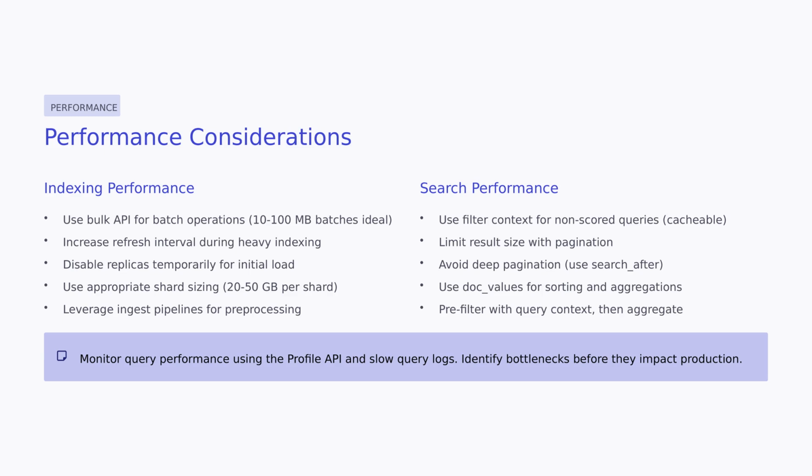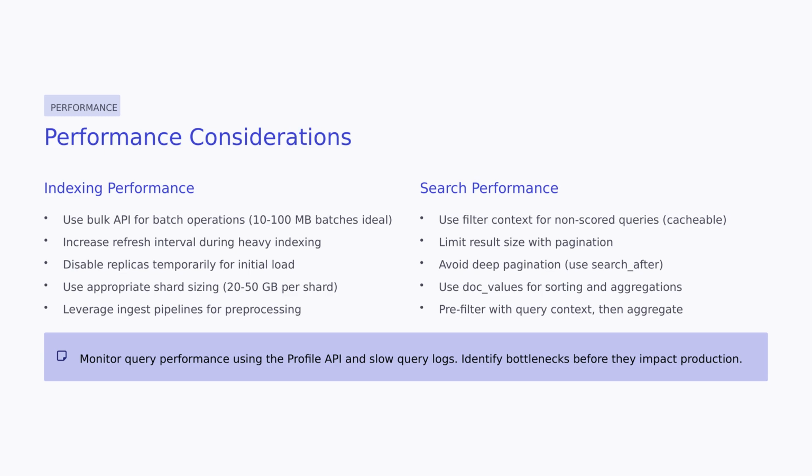Are you optimizing Elasticsearch performance to its full potential? When it comes to performance considerations, remember to use the bulk API for efficient batch operations, adjust refresh intervals during heavy indexing, and tailor shard sizing to 20 to 50 GB per shard.